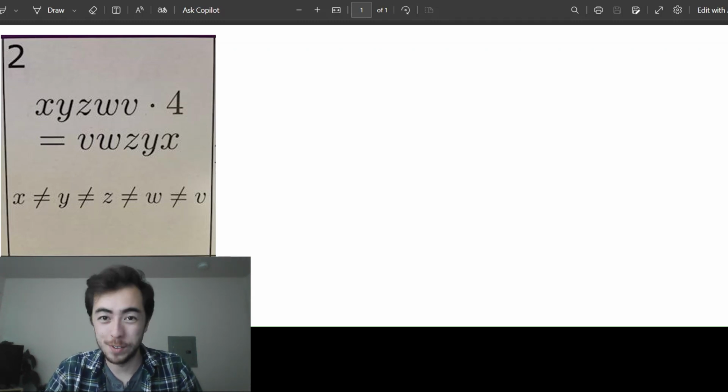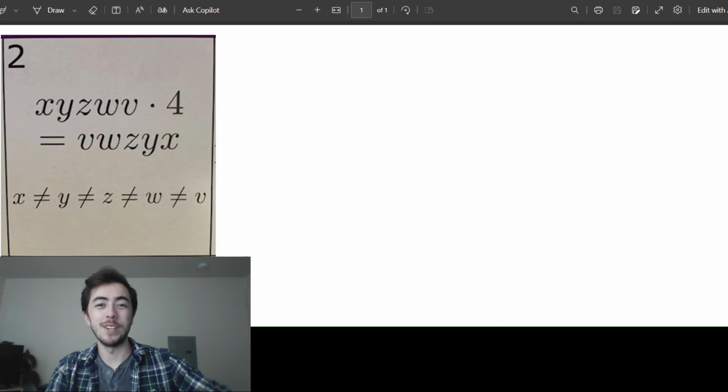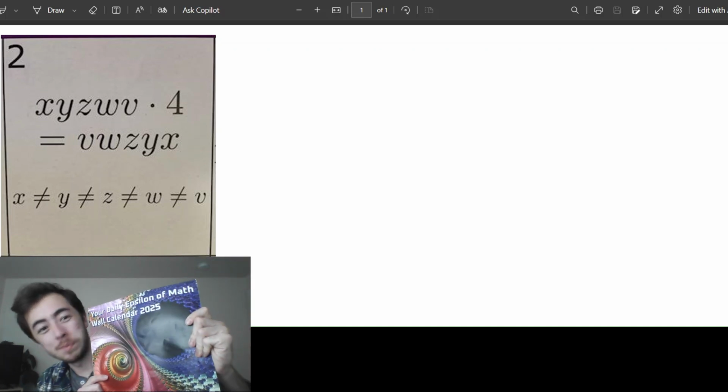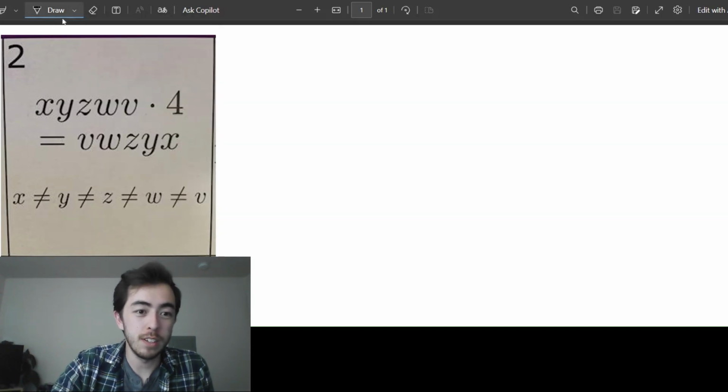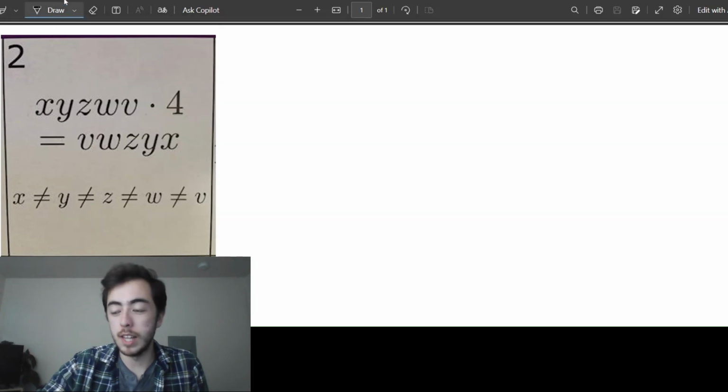Today's July 2nd, and we're solving problem number 183 from the Daily Epsilon calendar. Let's try to figure this out. Honestly, it looks like a bunch of mess, a bunch of letters all here.